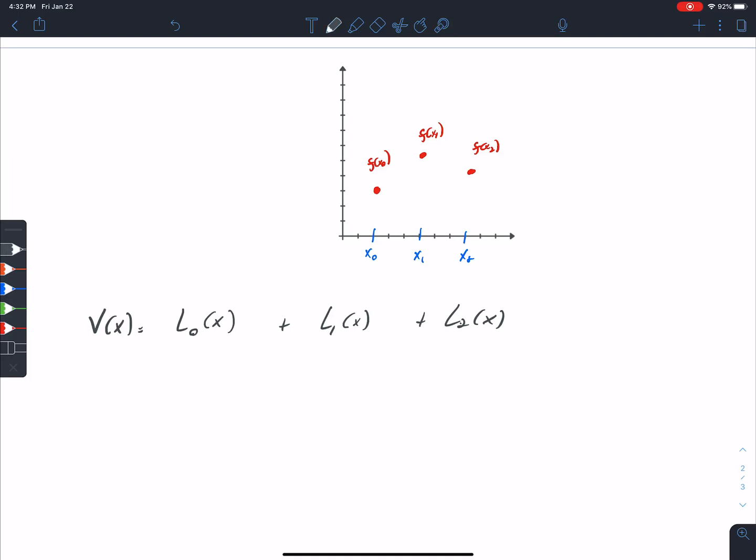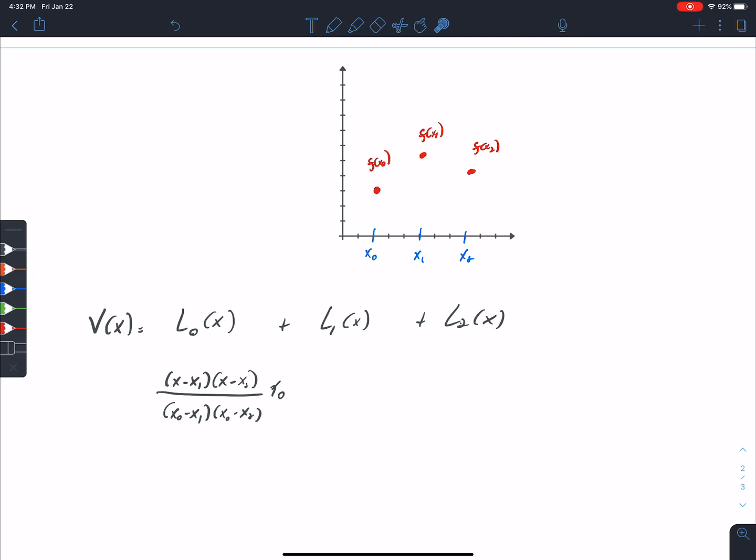So let's look at this first one, and let's look at this function here. I'll write it and then explain again. x minus x1, x minus x2, divided by x0 minus x1, x0 minus x2, and times y0. So this is going to be our first quadratic function.